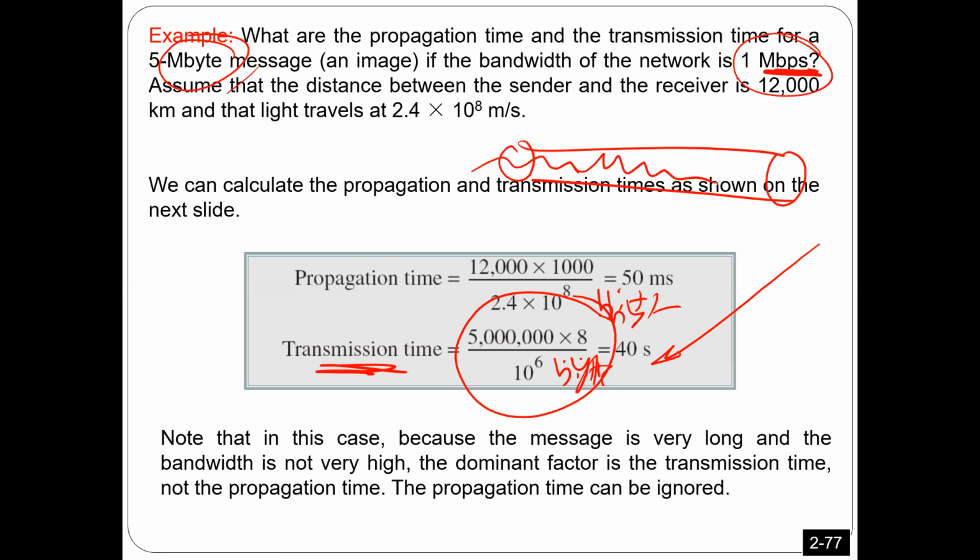Because there is a limit. If I have a message of 5 megabits, I cannot transmit it in 0 seconds. There is a certain bandwidth I have. Because of this bandwidth, I can only transmit 1 megabit in 1 second. This can create a delay. So if I have 1 megabit, I need 1 second to transmit it.